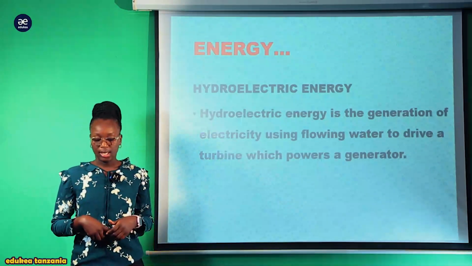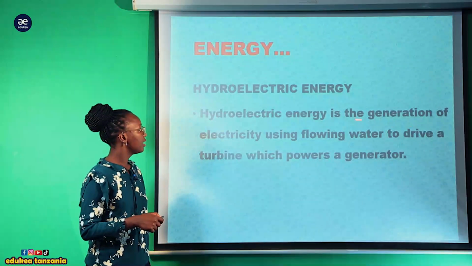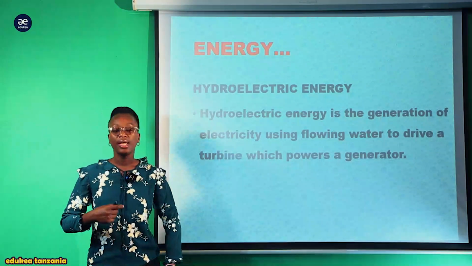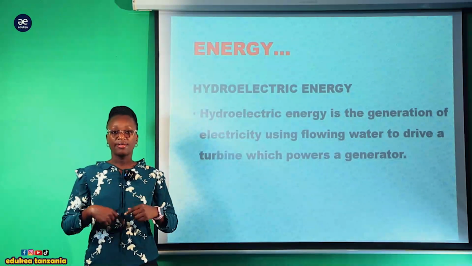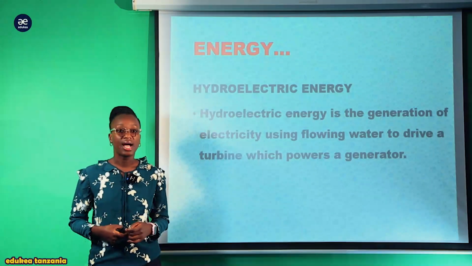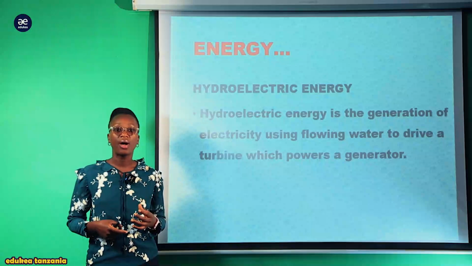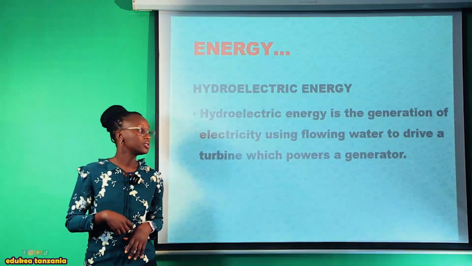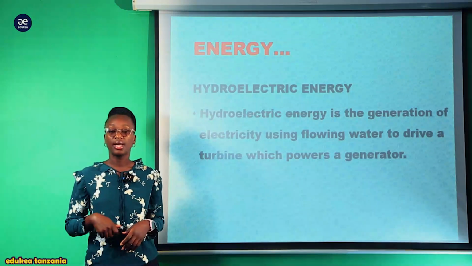Now, welcome my student. Let us start with hydroelectric energy. Hydroelectric energy is the generation of electricity using flowing water to drive a turbine which powers a generator. This involves the flowing of water. For instance, in dams, the flowing water drives the turbines, which drive a generator to produce electricity. In Tanzania we have the Mtera dam, which has Mtera hydroelectric power. They use that flowing water source to produce electricity. Also the Rufiji Mwalimu Nyerere dam uses it to produce hydroelectric power.